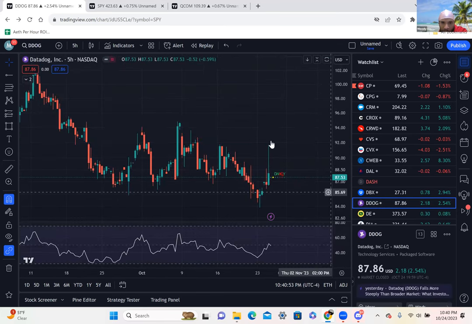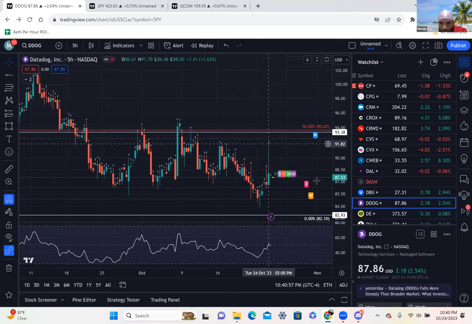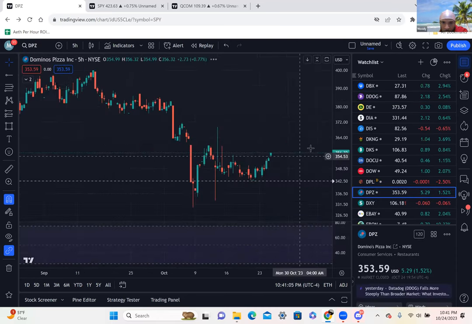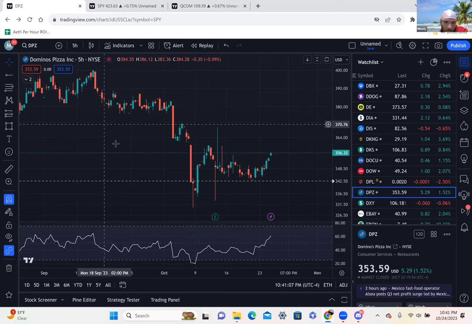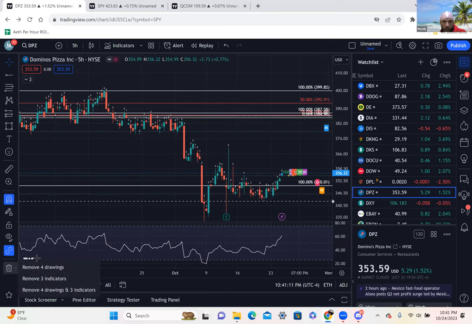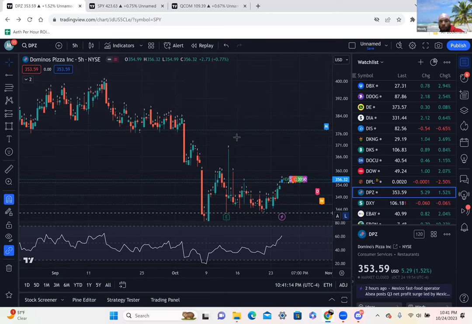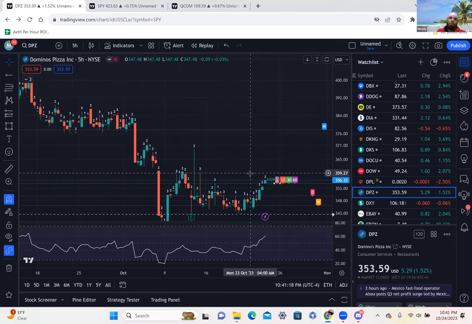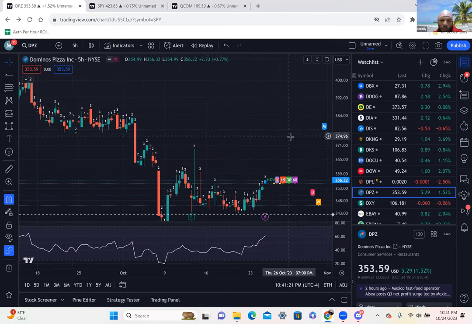Datadog went crazy off that earnings. They went all the way to 91. I'm swinging Domino's too right now. Yeah, let's do it on Domino's, because I know I haven't charted this. Domino's is about to go stupid. It's expensive, but we make it cheap by going out of the money with a little bit of time.